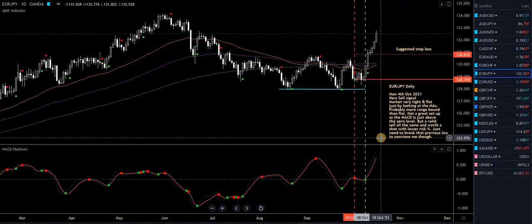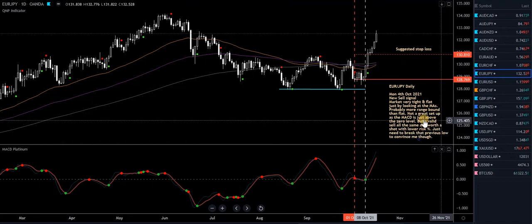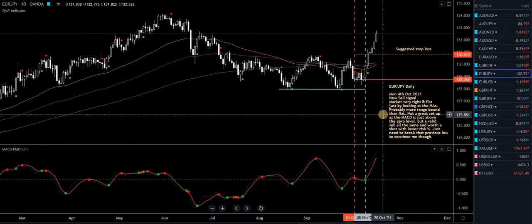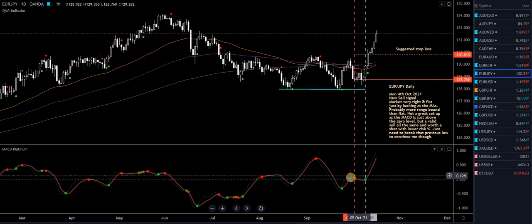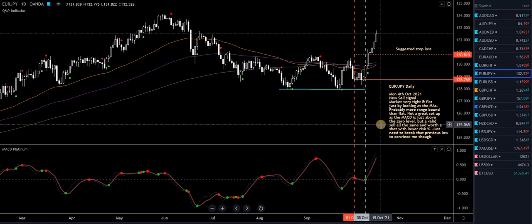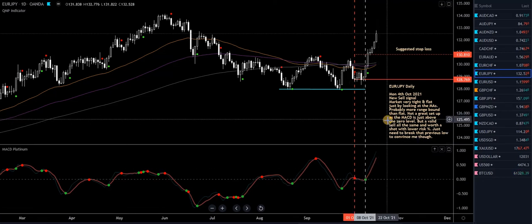It looked like it was, yeah. I did make a note. It's probably more range bound. Everything was very tight in the MACD platinum. Not a great setup, as I said.